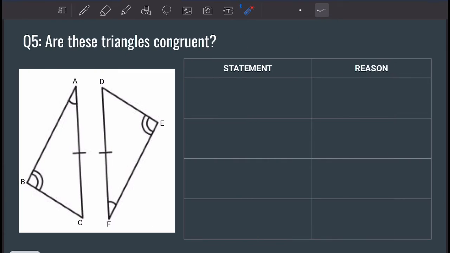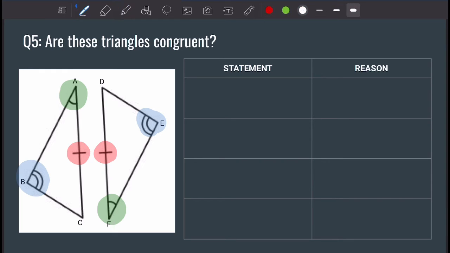So question 5. This one is kind of easy because there are 3 givens already. Look at that: one stroke, one stroke, so those two angles are congruent. Now look at this one: two strokes and two strokes, so those two angles are congruent. And look at this, one stroke, one stroke. That means those sides are congruent.